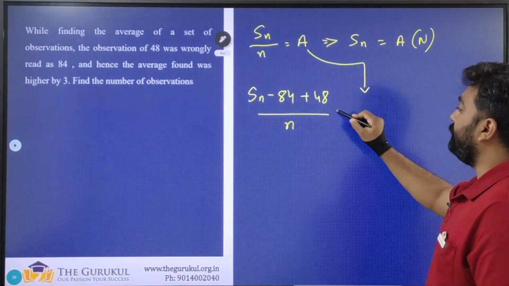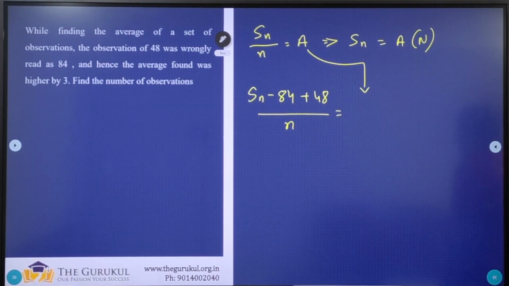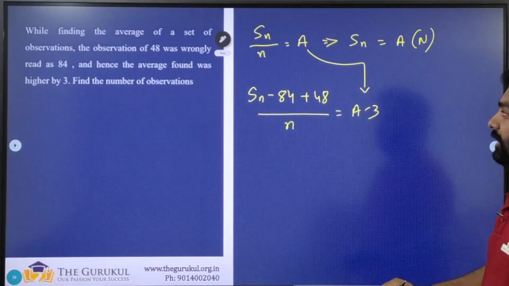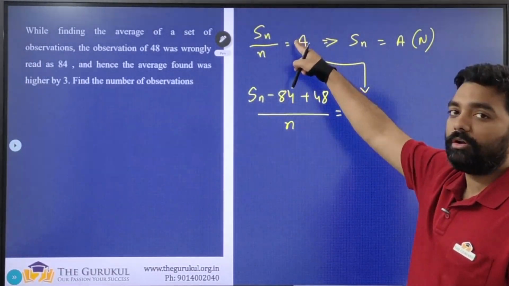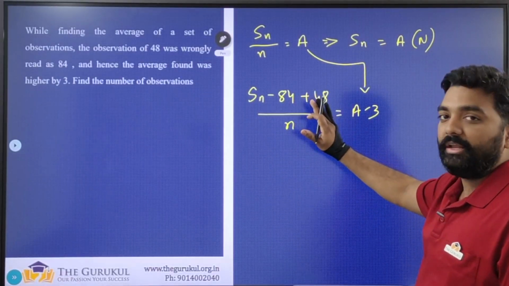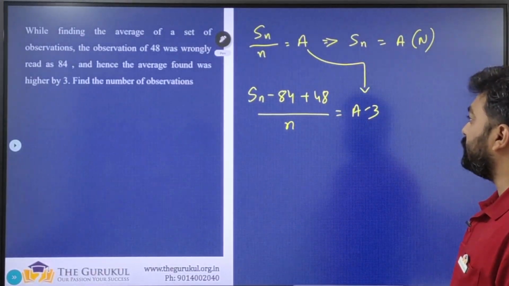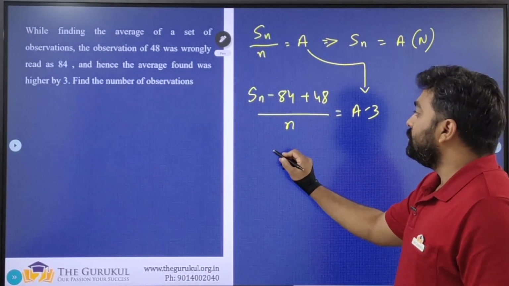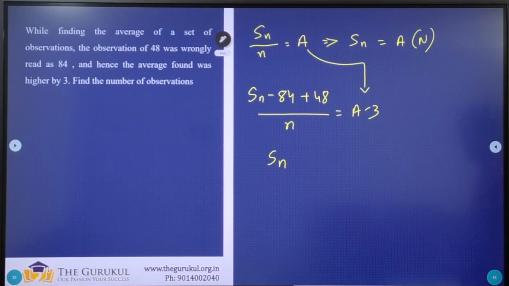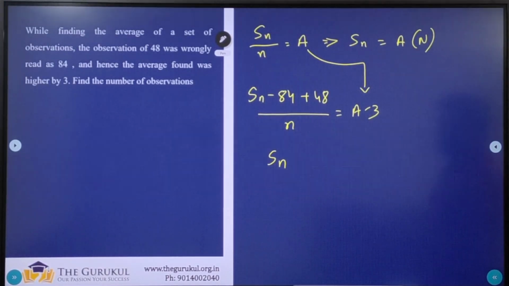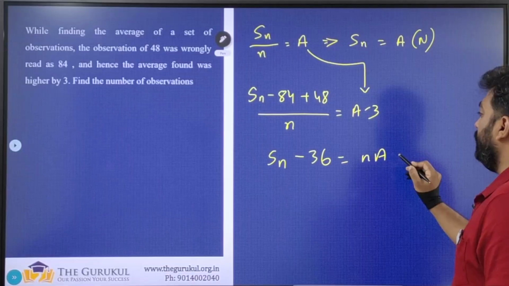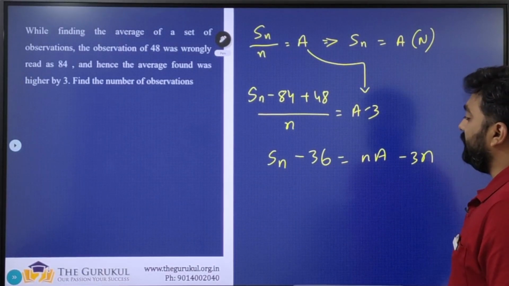Now, average was found higher by 3. What should I write here? Perfect. This will become a minus 3. Because I am writing 84, the average was 3 higher. Now I am removing 84, writing the actual number 48. So average came down by 3. So sum of n numbers minus 84 plus 48. What will you get there? Perfect. That will be minus 36 is equal to NA minus 3n.